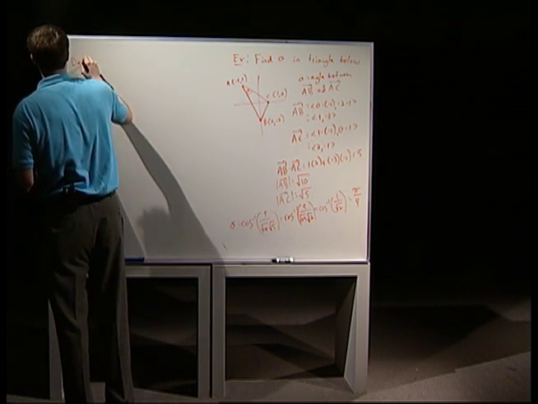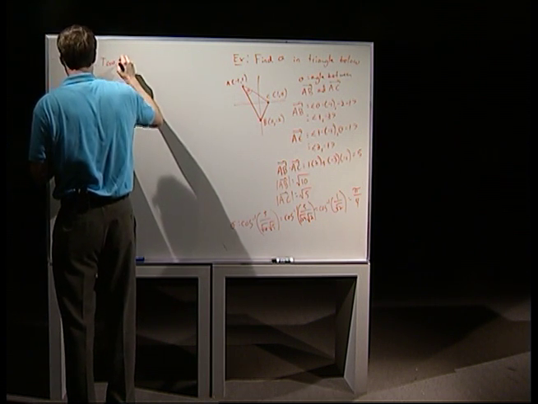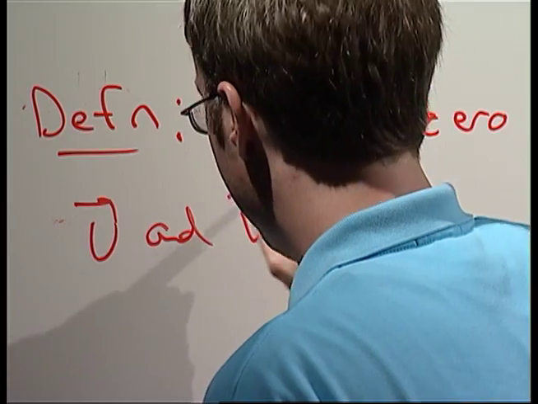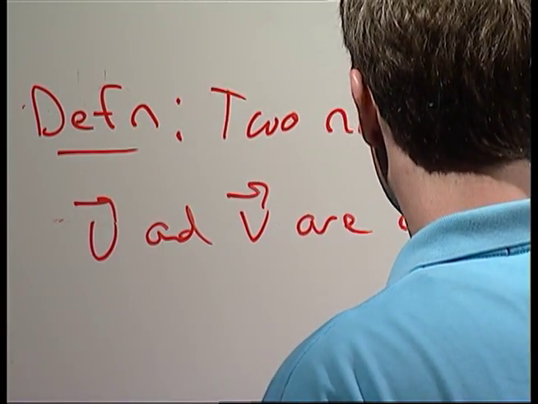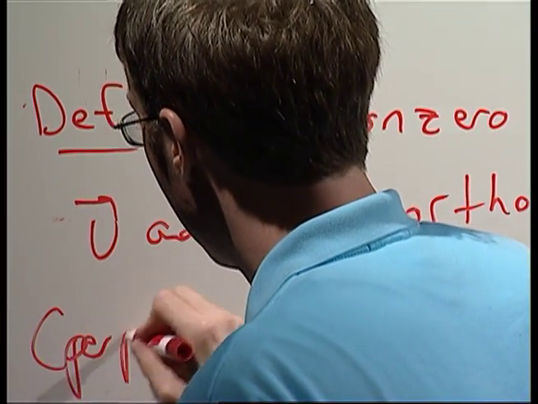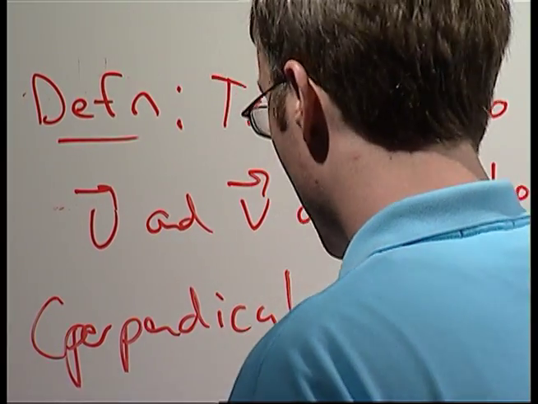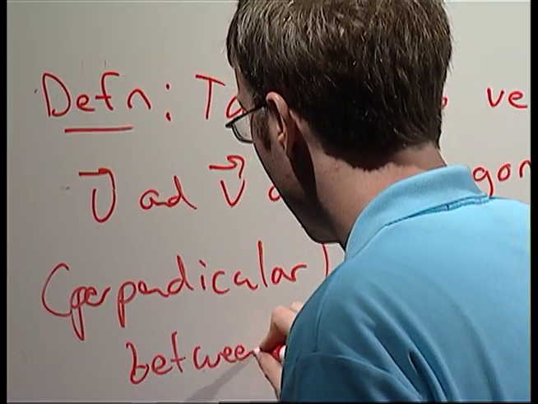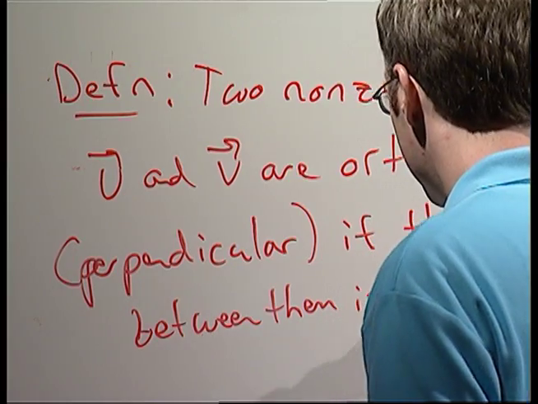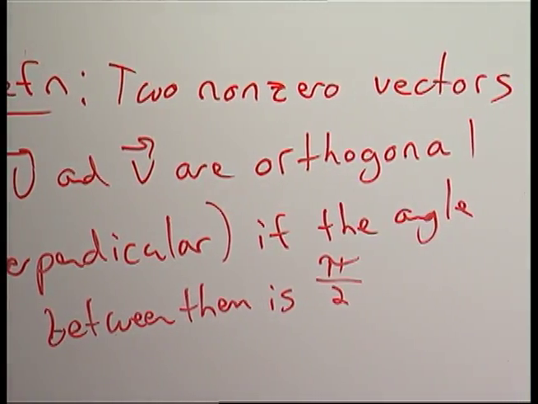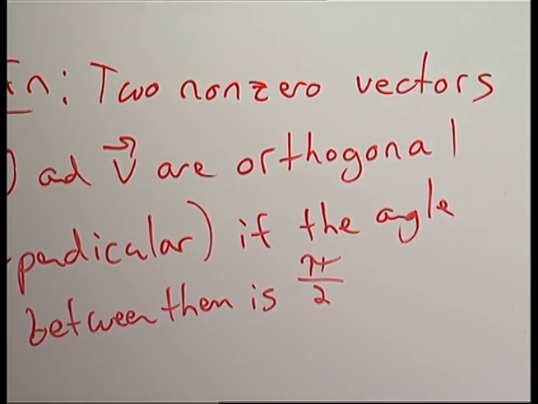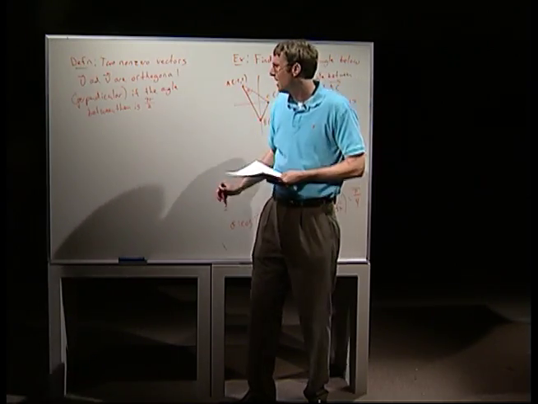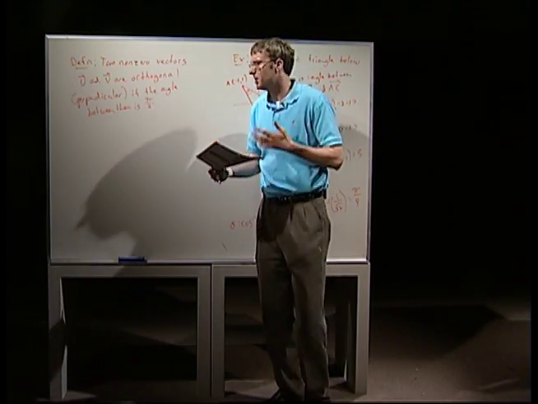So the definition: two non-zero vectors u and v are what we call orthogonal, and I will say synonymously here perpendicular, but that's not always true, if the angle between them is pi over 2. The reason for the different language of orthogonal versus perpendicular: perpendicular is a geometric notion that exists in Euclidean space. Orthogonal is a general notion that exists in a general vector space.